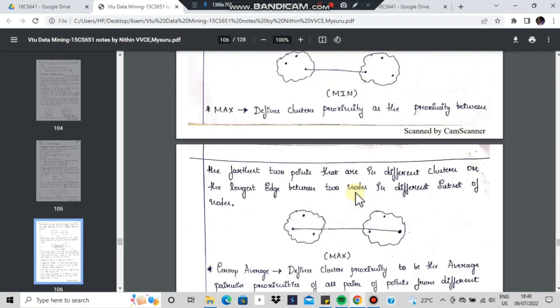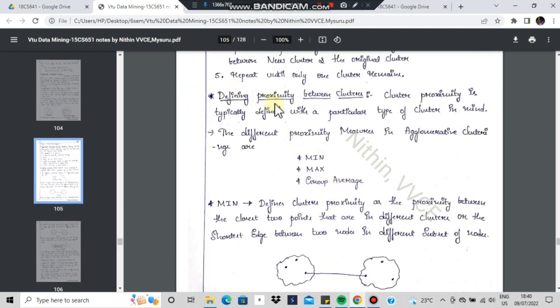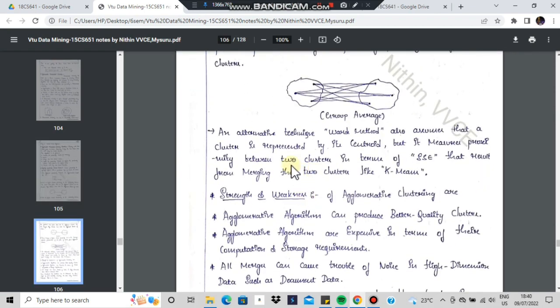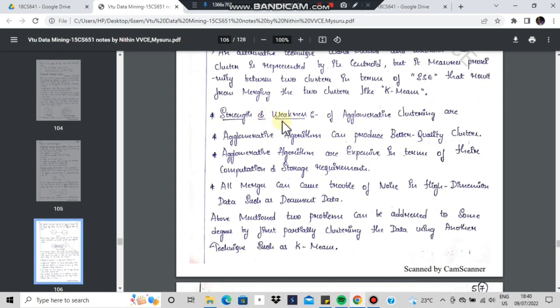These are the three ways to calculate the closeness of an object, which means proximity, meaning the distance between the clusters is calculated in three different ways, which we have discussed now, and the differences between them also is discussed. So those were the three different ways, and coming on to strength and weakness, you can read it.